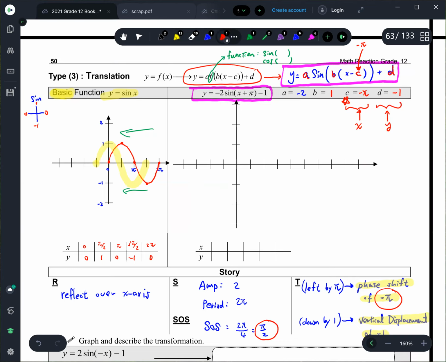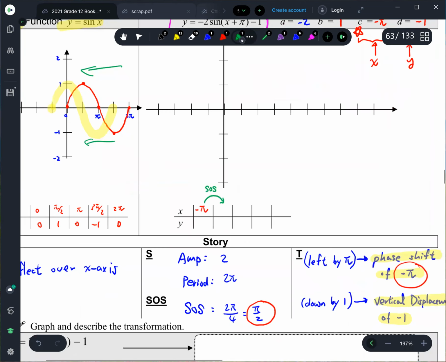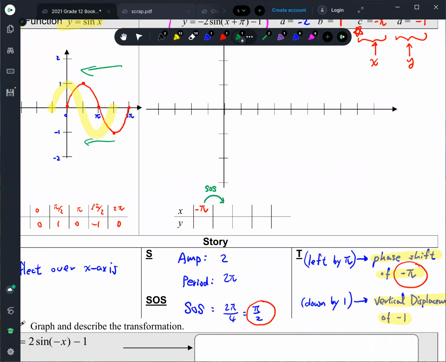Okay, so your starting point, you start with c, right? You start with negative pi. It's not from 0 anymore. Once you know the c, then you take your phase shift to get the other ones. Okay, your step is pi over 2. So you start from negative pi and you keep on adding pi over 2 because we're going to the right side.